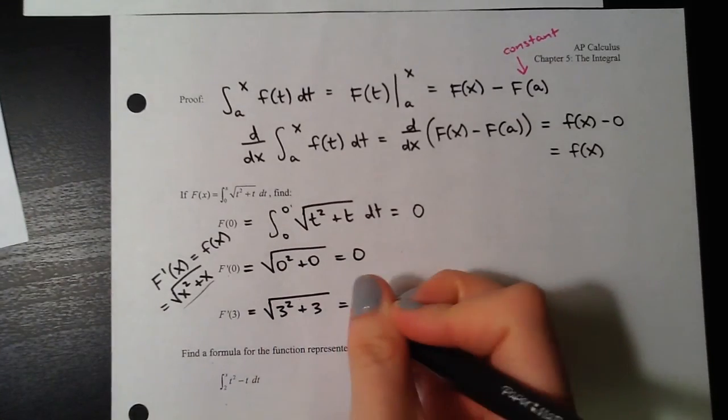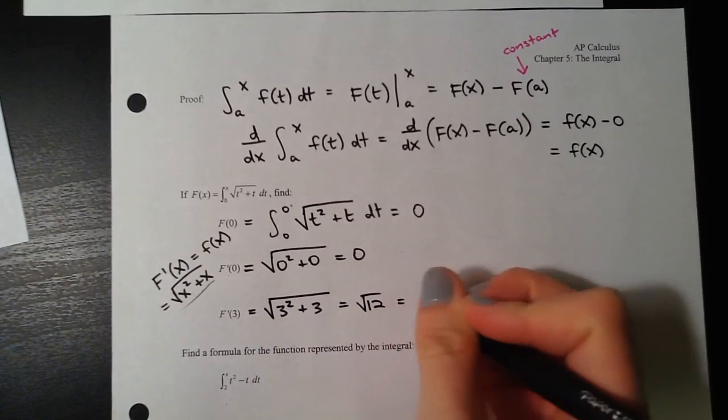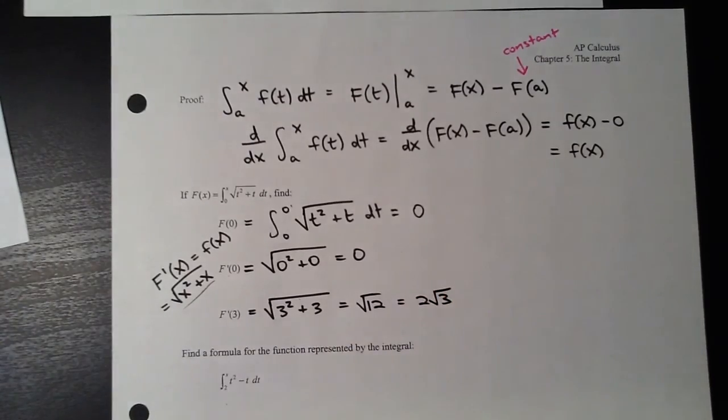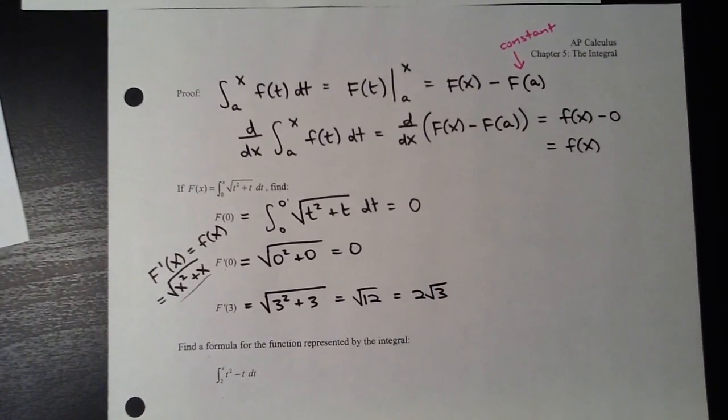Okay, so 3 squared is 9, plus 3 is 12. So I want to simplify this to 2 root 3. Okay, so kind of a simple application of what the second derivative looks like. All right, so we've got a couple of those values there.